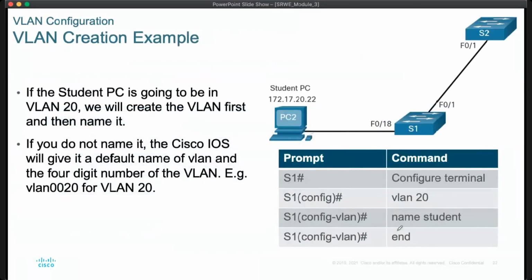VLAN creation example. If the student PC is going to be in VLAN 20, we create the VLAN first and then name it. If you do not name it, the Cisco IOS will give it the default name of VLAN followed by the 4-digit number of the VLAN, like in this example. So this is how you assign.